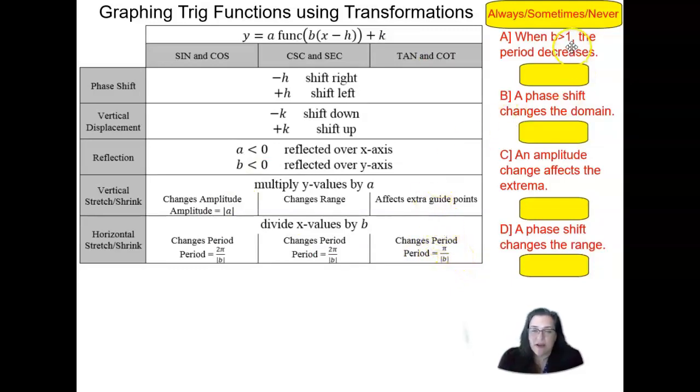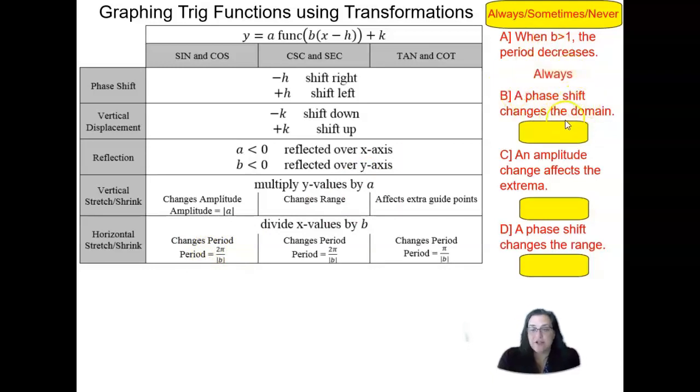So if b is greater than 1, that means we're dividing by a bigger denominator than 1. That's going to make this value smaller, which will make the period decrease. So that would be always true.